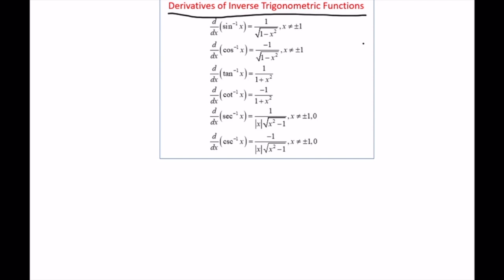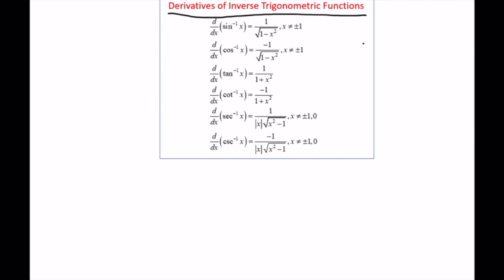Cotangent is actually the same thing, except this time it would be negative 1 over 1 plus x squared. Same formula, so that's good. It's the same scenario as with the cosine. You just add a negative sign in front of the formula that you would use for tan inverse.